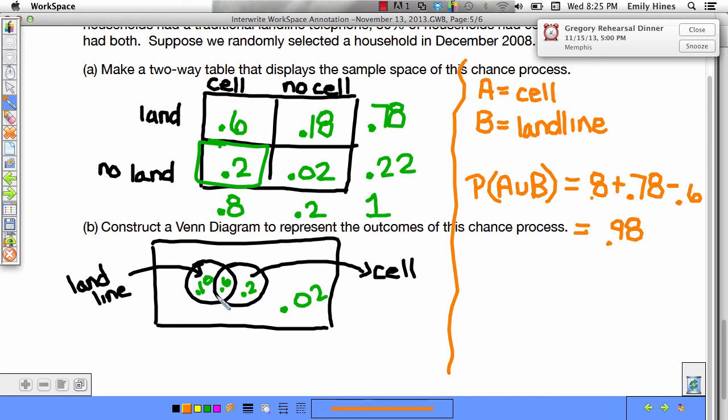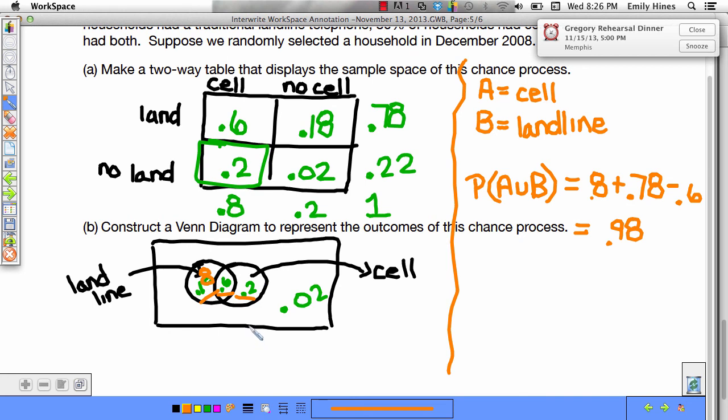If I'm doing this from the Venn diagram, all I have to do is add these 3 numbers together. This 0.18 is 0.18, not 0.78, so it doesn't include the people who own the cell phone too. So with a Venn diagram, I just add my 3 segments together.